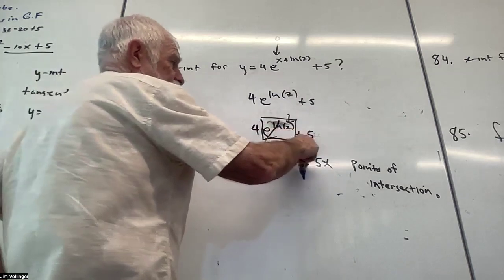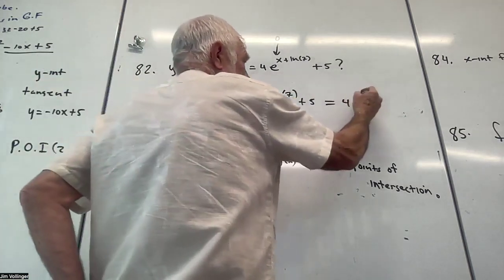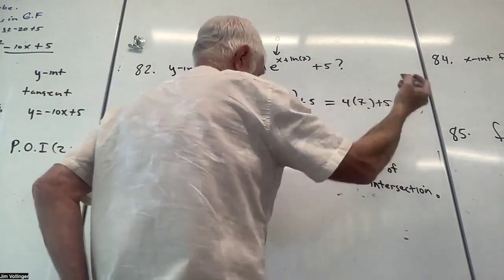I get 4 times 2 is 8 plus 5 is 13. I bet you can do that one now. You should get 4 times 7 plus 5, 33.